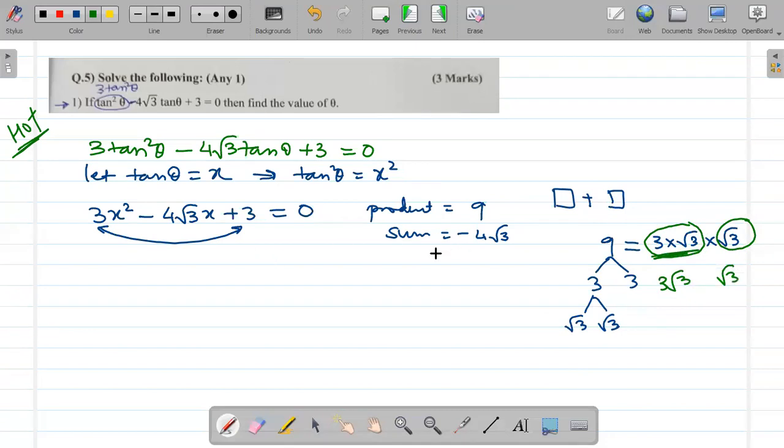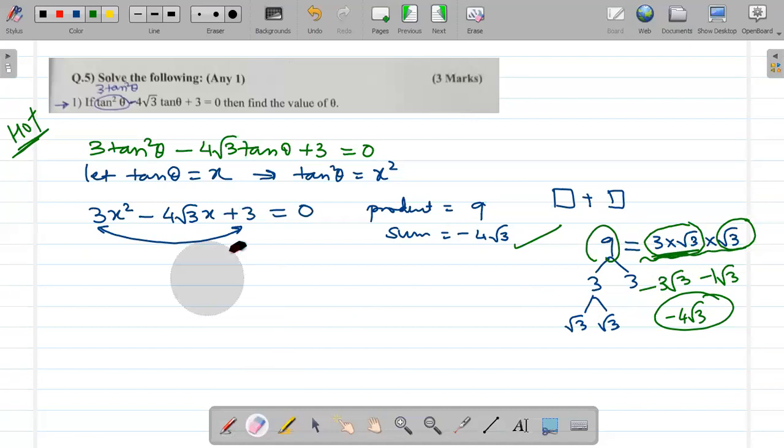Okay, now comparing the signs, we want the sum to be negative. So both the numbers have to be negative, isn't it? What do we get on adding 3 root 3 and root 3? Minus 3 minus 1 will give you minus 4 and root 3 stays as it is. This is the sum. Yes, we want that. And multiplying all 3 of them together gives us 9. So we are on the right track.